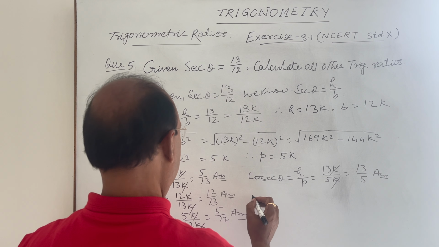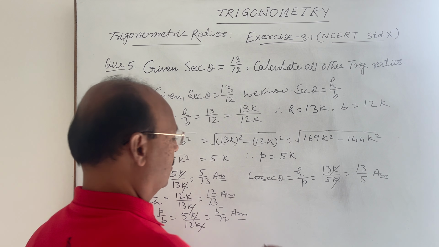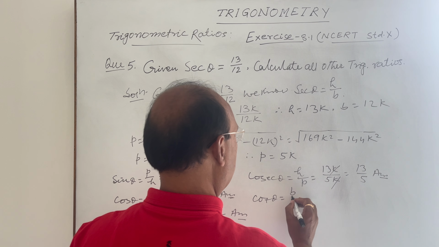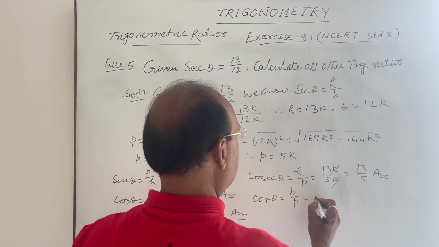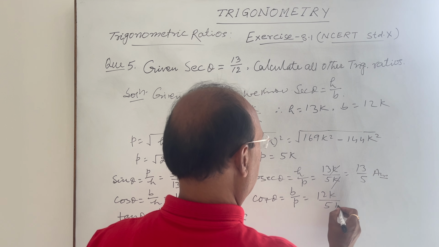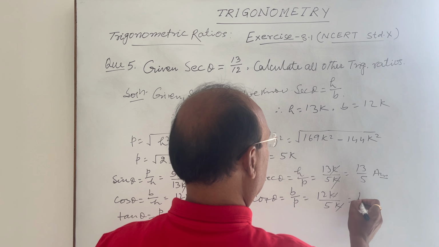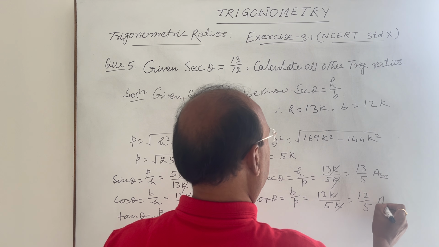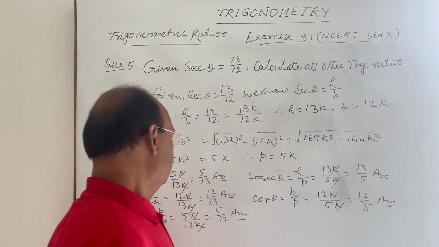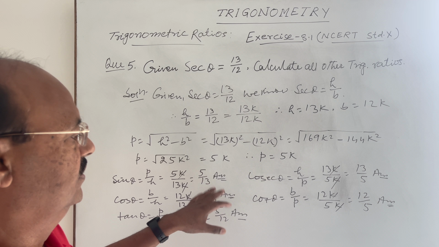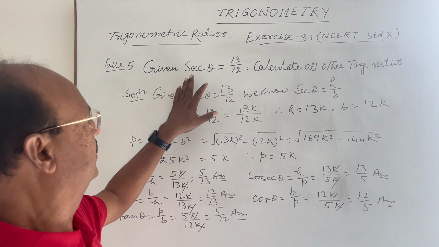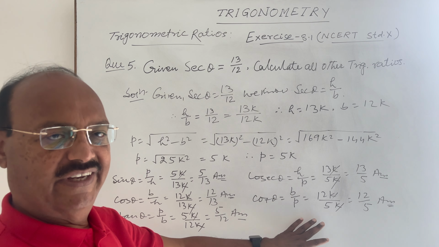Correct? And the fifth is cot theta. Cot of theta, this is equal to base by perpendicular. Base is 12k, perpendicular is 5k. k will be cancelled out. This is equal to 12 by 5. Cot theta is 12 by 5. This is the answer. So these are the values of all trigonometrical ratios if sec theta is given here.